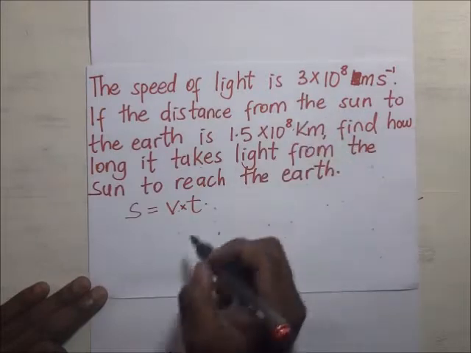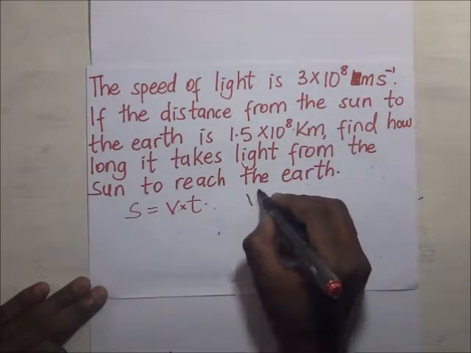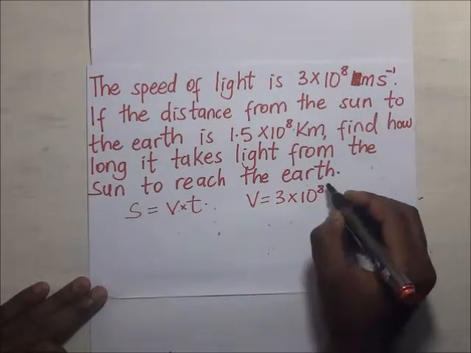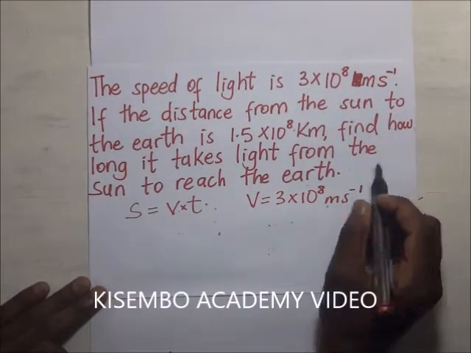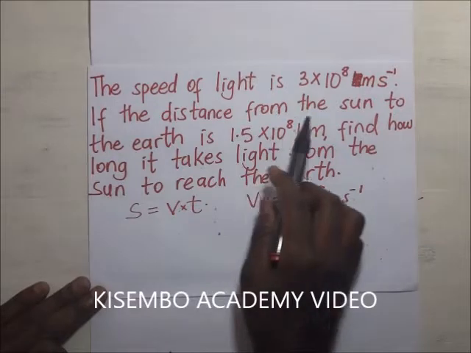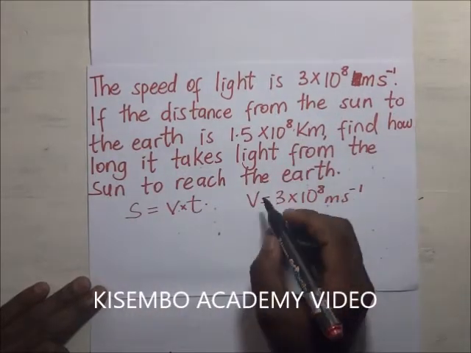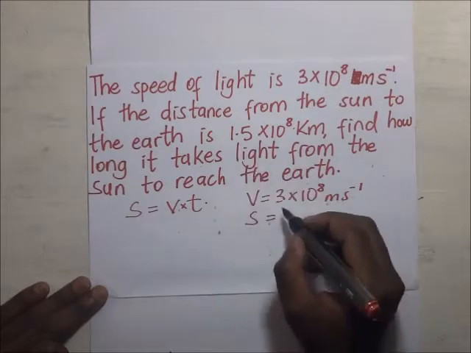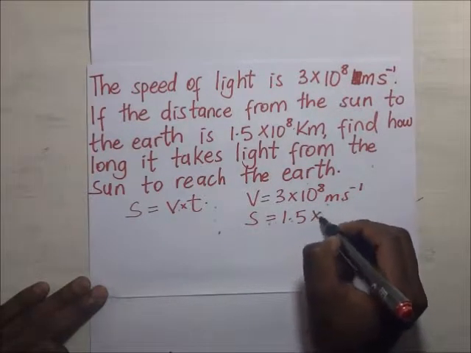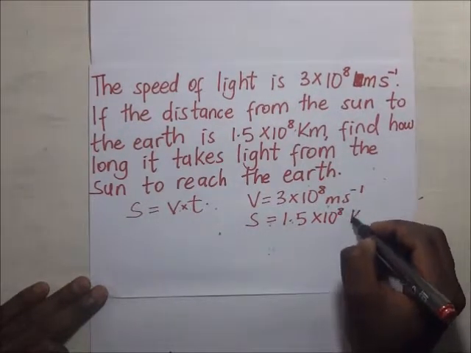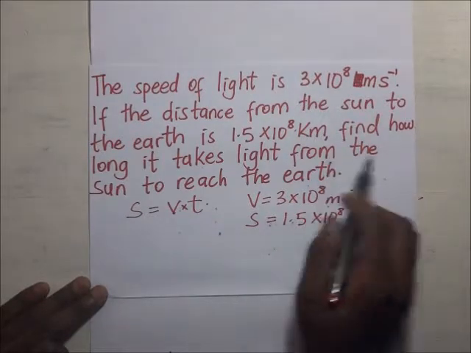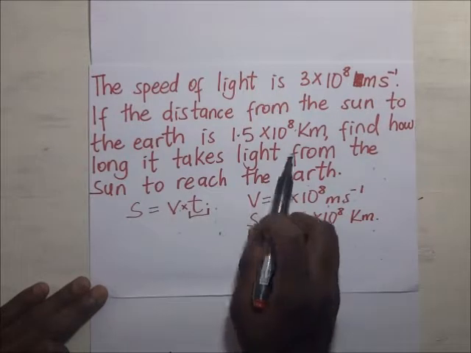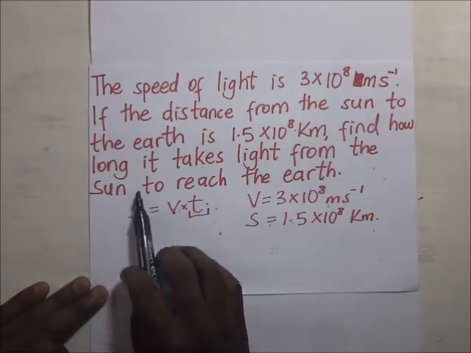The speed of light is 3 times 10 to the power 8 meters per second. If the distance s from the sun to the earth is 1.5 times 10 to the power 8 kilometers, find how long it takes. So they're asking for the time. How long does it take for the light to move from the sun to reach the earth?